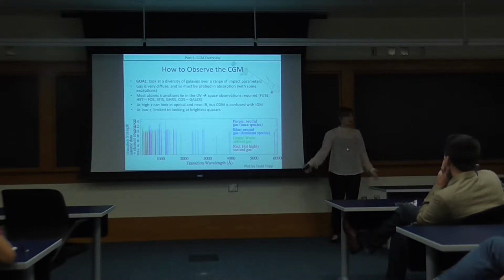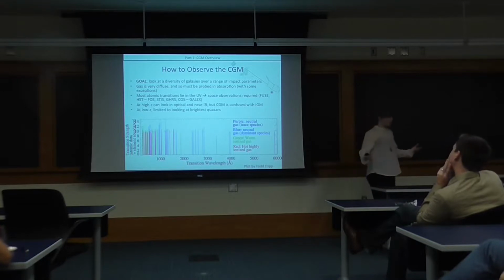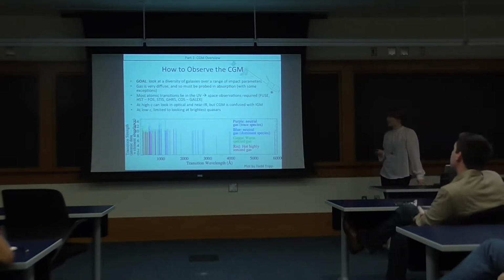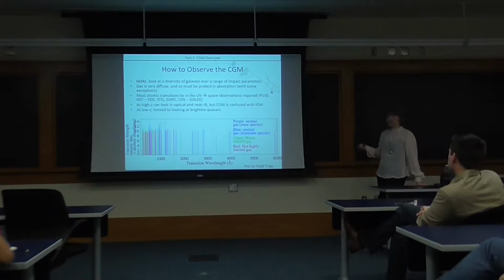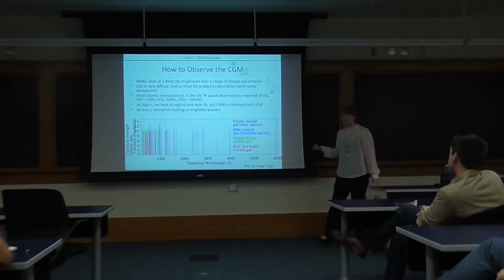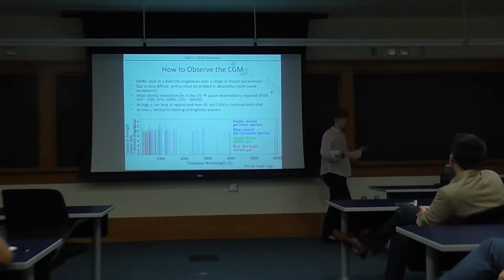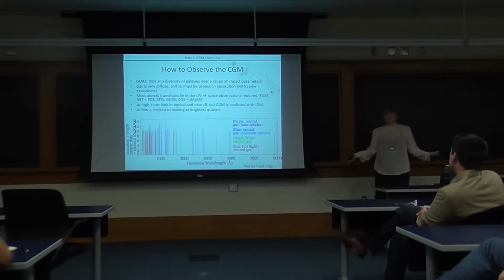We have to go to space. And so this is part of the reason that it took so long to really understand this gas around galaxies. Of course, at high redshift, these things could get shifted to the optical wavelengths. But at high redshift, things are a little more complicated. It's harder to associate the gas with galaxies. It's harder to observe the galaxies at high redshift.